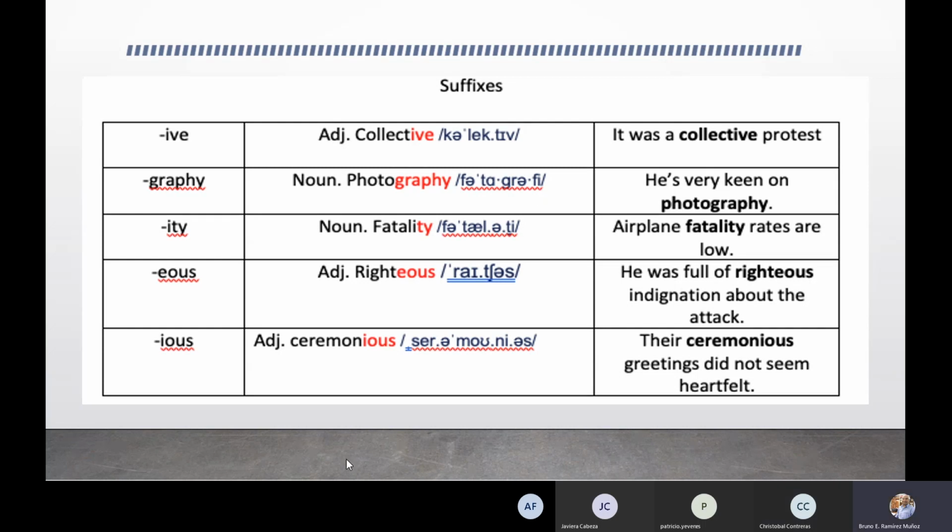Okay, so who's reading the last one? Is it my internet or teacher? Can you hear me? I already read the last one, but I can read it again if you didn't hear. I'm sorry, I didn't get the last one because of the internet issues. Okay, I can read it again. I said the last suffix was -ious, the word was ceremonious, and the example was, their ceremonious greetings did not seem heartfelt.